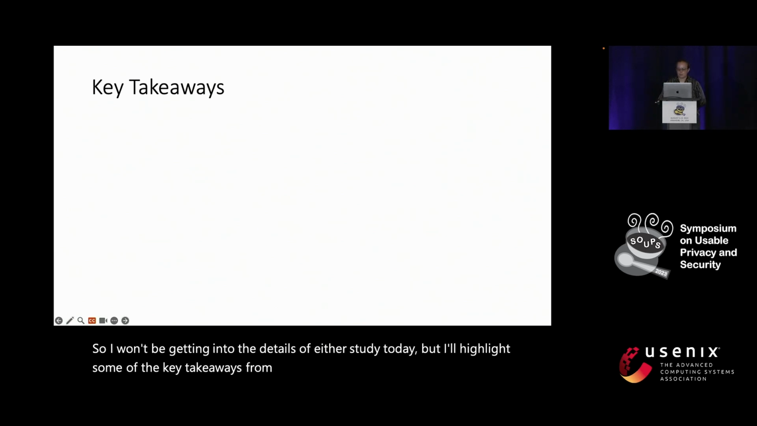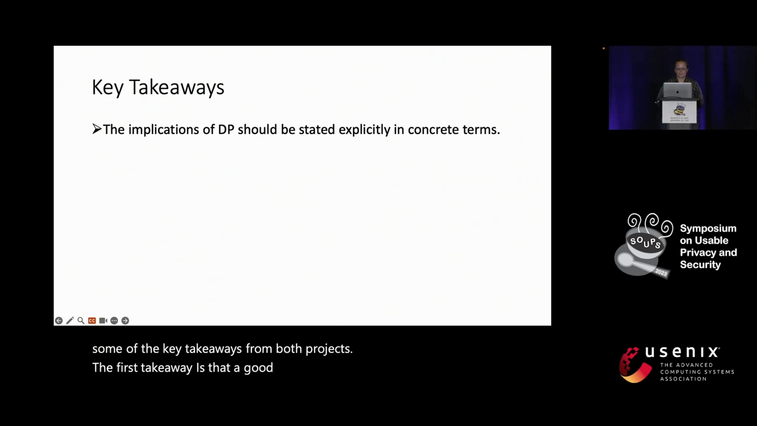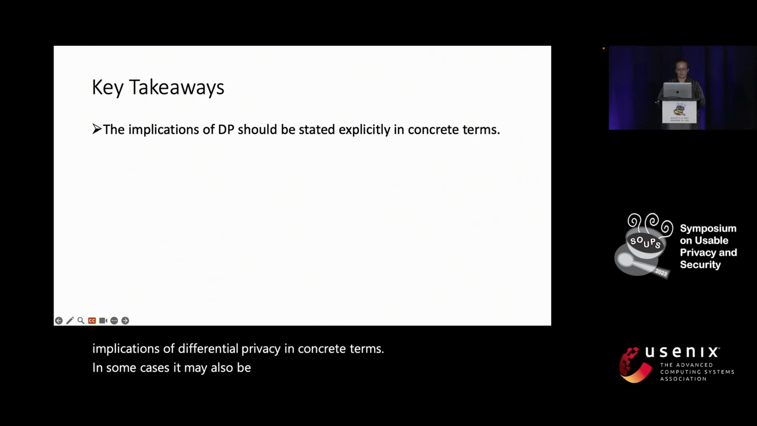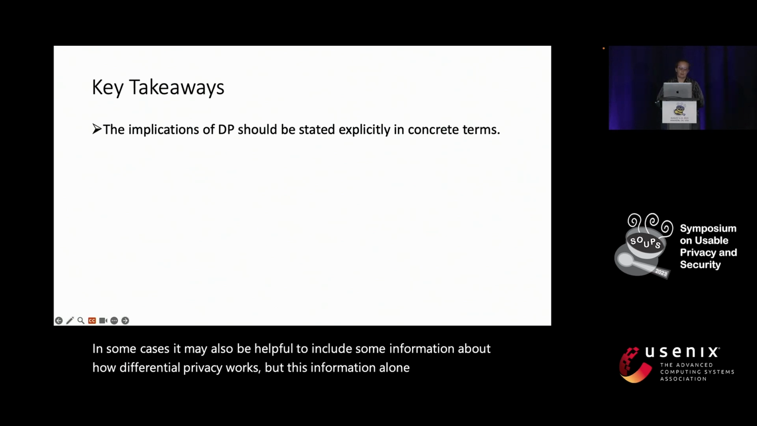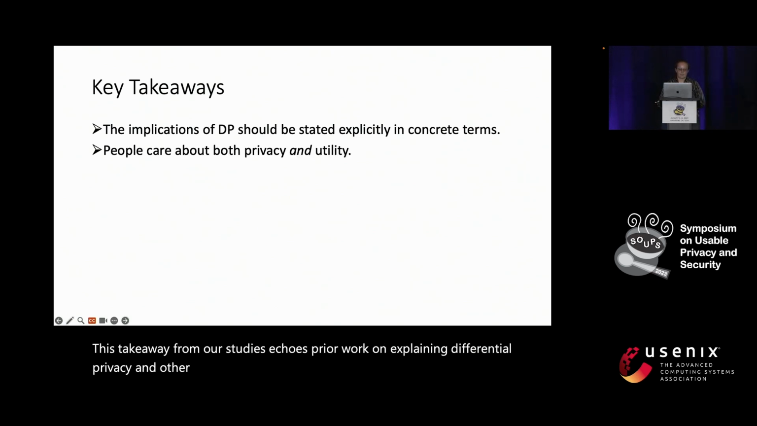I'll highlight some of the key takeaways from both projects. The first takeaway is that a good explanation should explicitly state the implications of differential privacy in concrete terms. In some cases, it may also be helpful to include some information about how differential privacy works, but this information alone isn't enough to help people understand the implications of their data sharing decisions. This takeaway from our studies echoes prior work on explaining differential privacy and other privacy technologies.